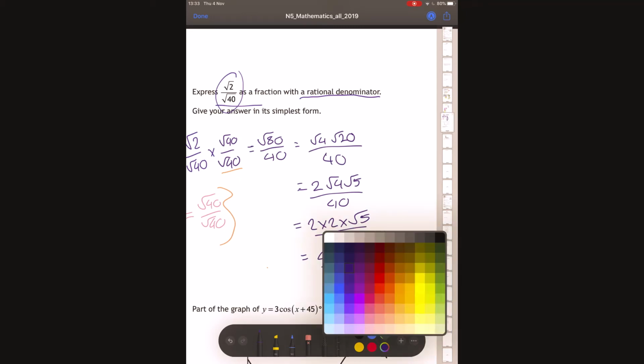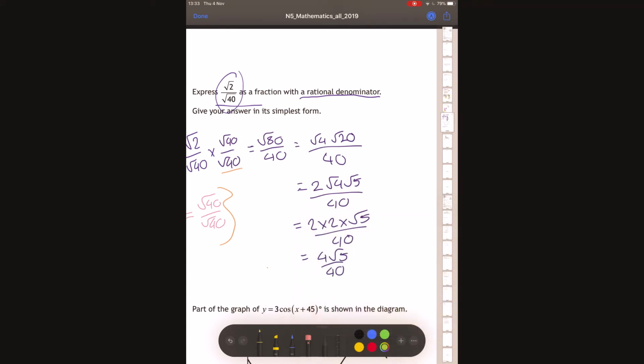Now, the next step would be to deal with whole numbers. What you can't do is divide this root 5 by 40. Don't simplify that. But you can do it with these whole numbers here. So let's simplify this. What can we simplify by? 4, which would leave us a 1 on the top, and we don't bother writing 1s, do we? And 40 divided by 4 is 10. Root 5 over 10 is our final answer.